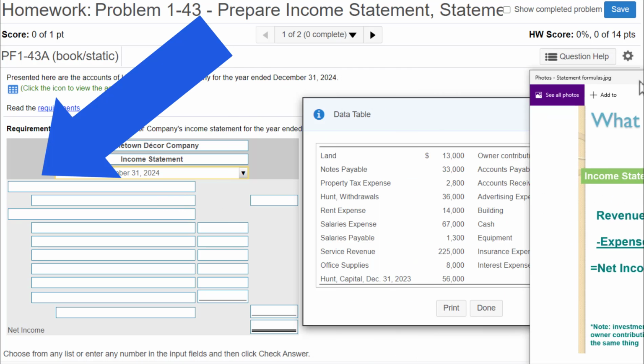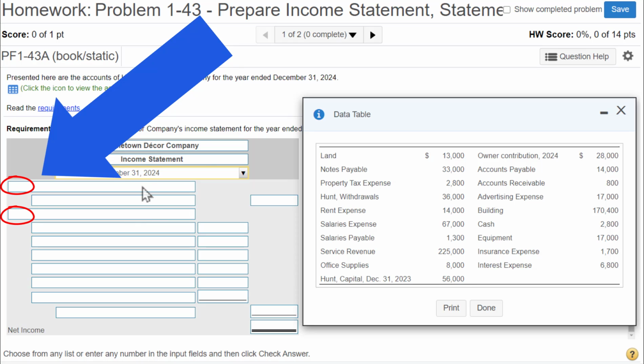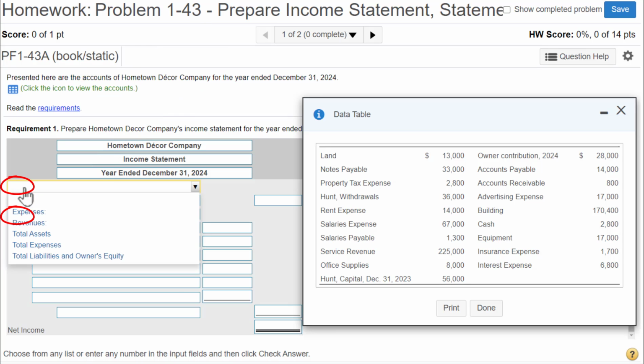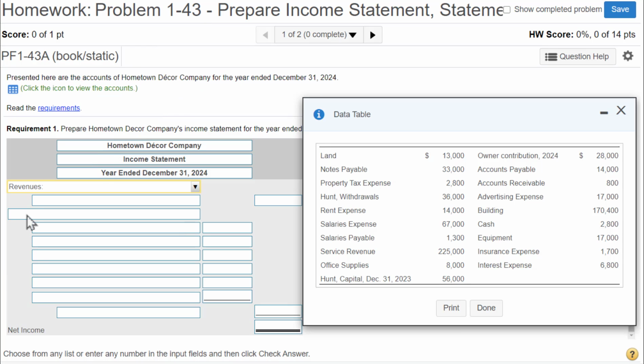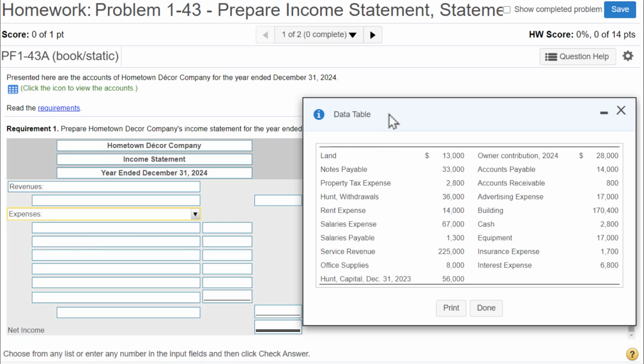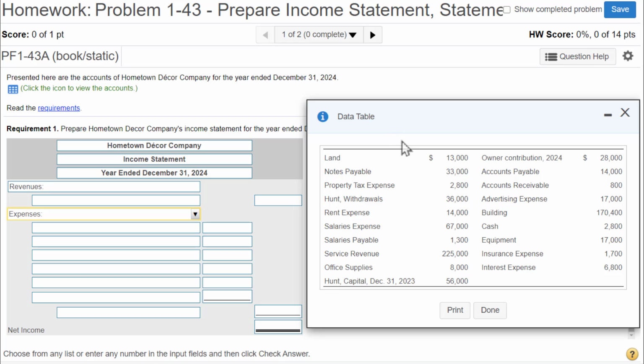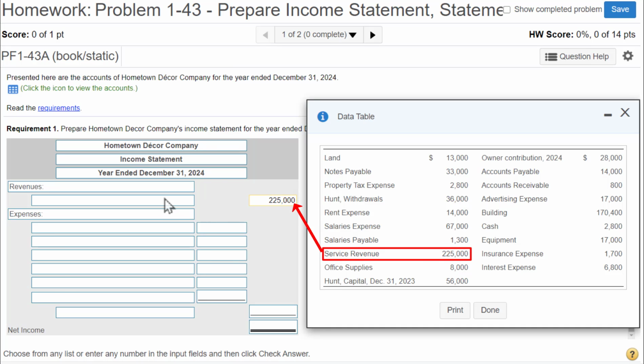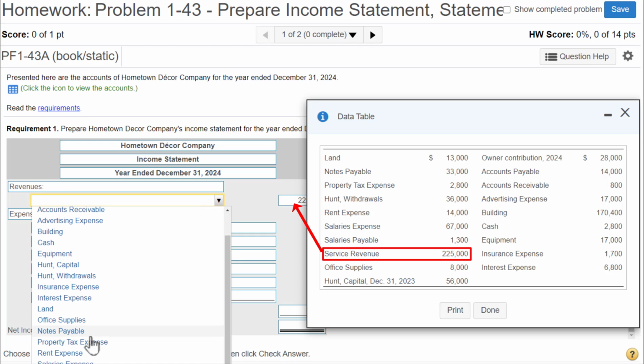Notice how these two extend over to the left. These are the labels. Here we're going to put revenues, and here we're going to put expenses. Now our job is, over here in the data table, to find a revenue. Like I said in a previous video, your revenues are going to have the word revenue in them. And it looks like here's our service revenue account. So I can just copy and paste, and I'm going to put service revenue.